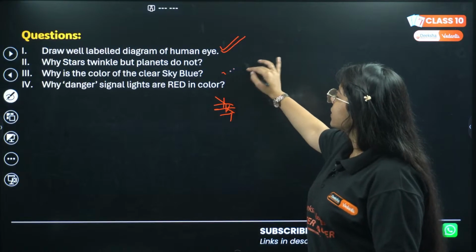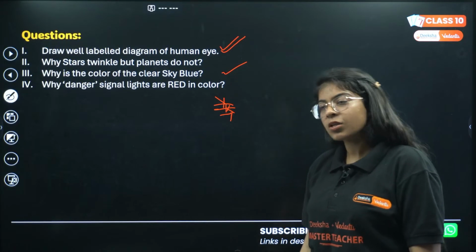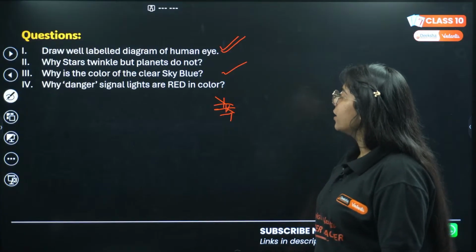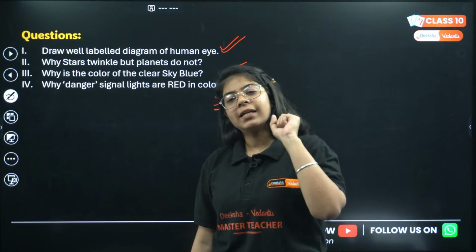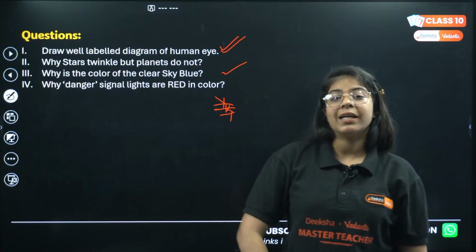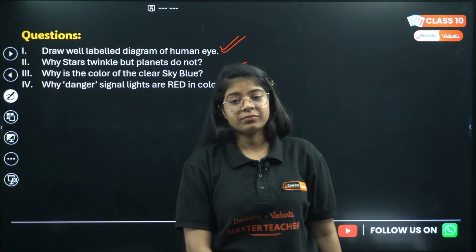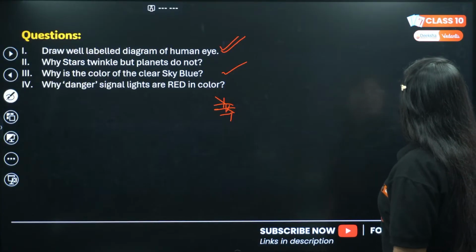Why is the color of the sky blue? Because blue scatters the most and red does not. Why are danger signals red in color? Again, because red does not scatter that much. It can travel in a straight path to a long distance, so that we can see danger from a distance. That is why we have danger signals as red in color.